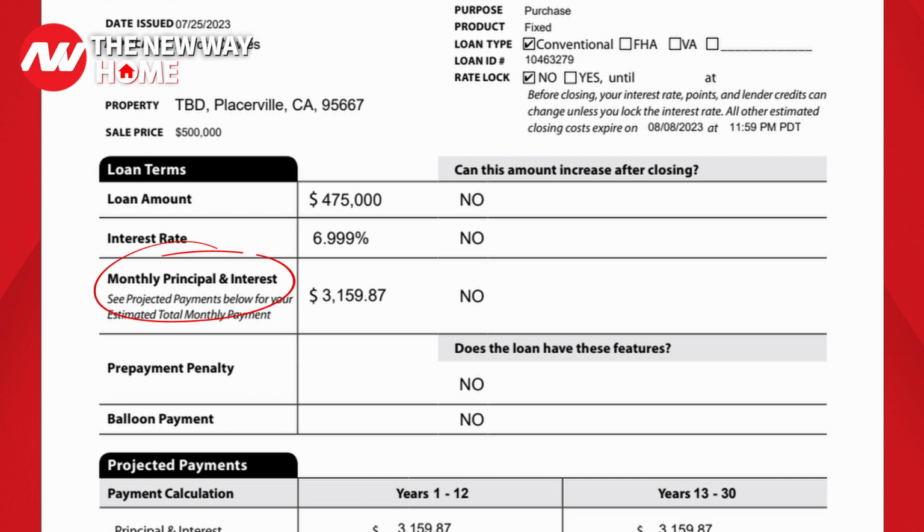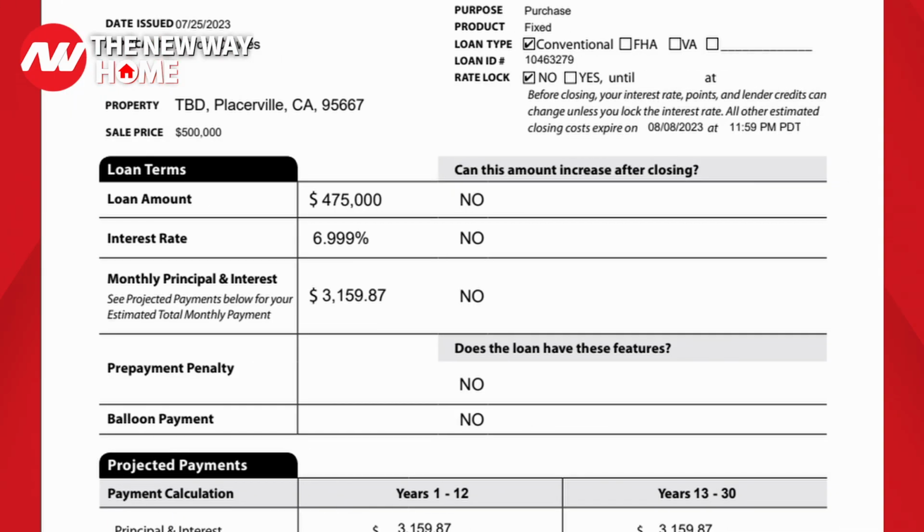And then it shows what the monthly principal and interest payment. And you notice on the right, it says no. That's where it says, can these things change? So if you're getting a 30-year fix, then that should be a no. And since you're not doing some crazy NegAm loan or something like that, your loan amount is not going to change. So all of those boxes should say no.